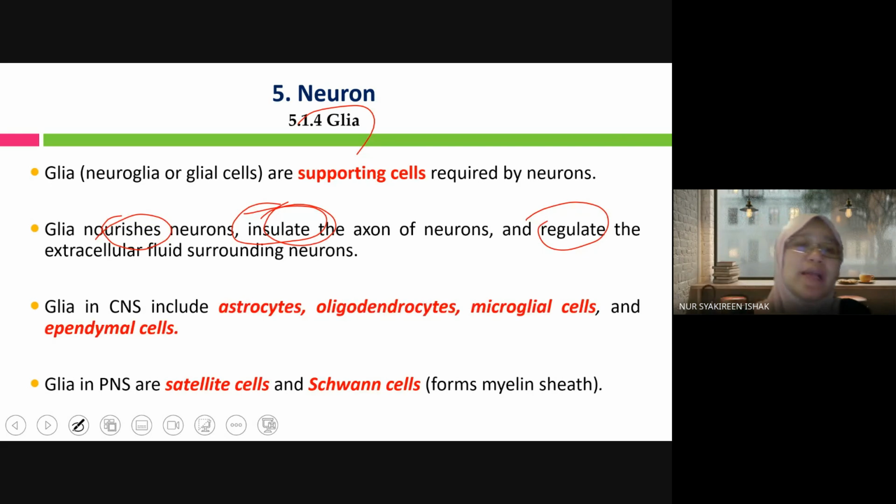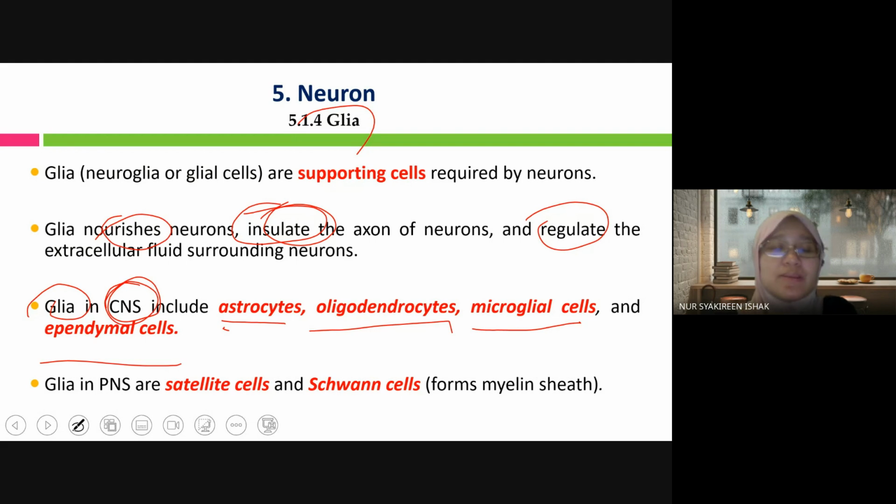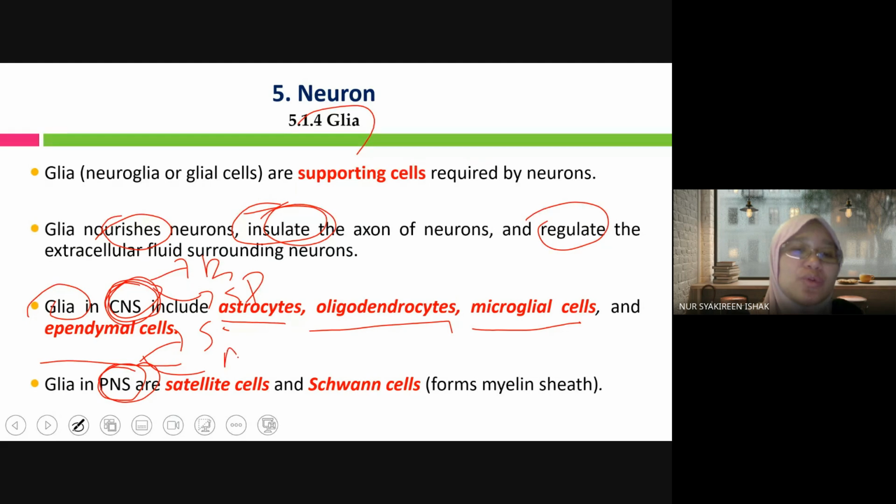So there will be neuron at the CNS. What is CNS? Central nervous system. Okay, central nervous system. So if the glia is located at the central nervous system, it can be astrocytes, oligodendrocytes, microglia cells, or epidermal cells. Okay, if the glia is located at the peripheral nervous system, central nervous system tu kat mana? Brain and also spinal cord. Okay, kalau peripheral nervous system dia include apa? Sensory neuron and motor neuron.